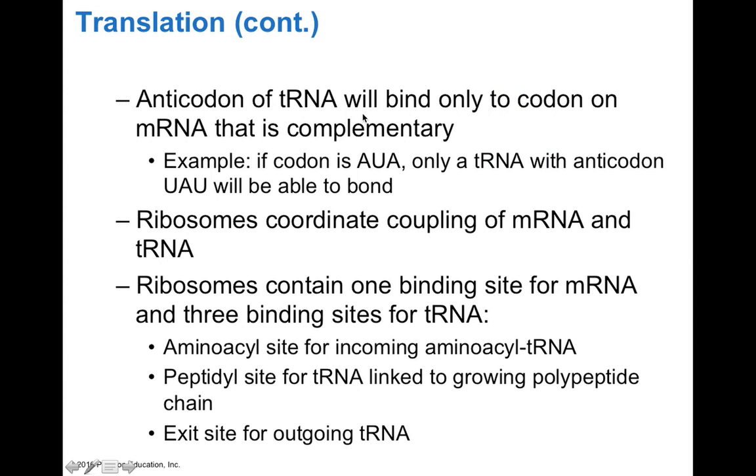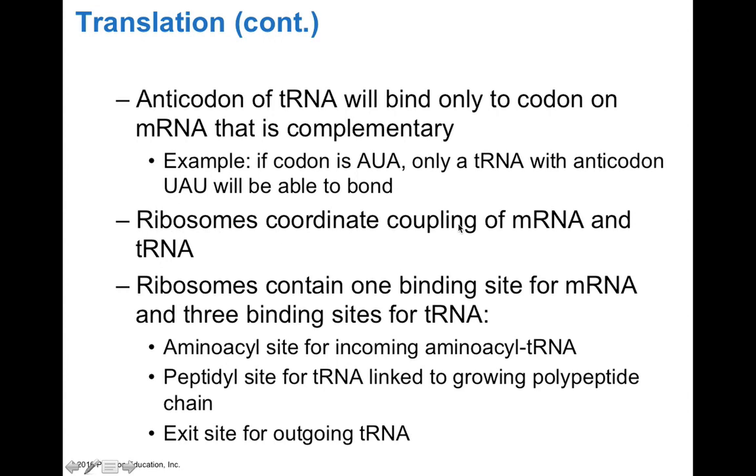Now, the anticodon of tRNA will only bind to the codon on mRNA that's complementary. So, for instance, let's say if your codon on mRNA is AUA, then the only tRNA anticodon that could bind with this is UAU. So these would be complementary, where A's match with U's. And remember, we don't have T's here because we're talking about RNA.